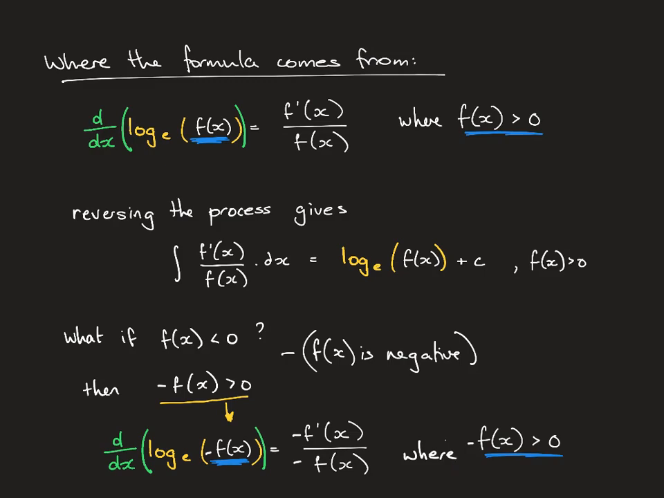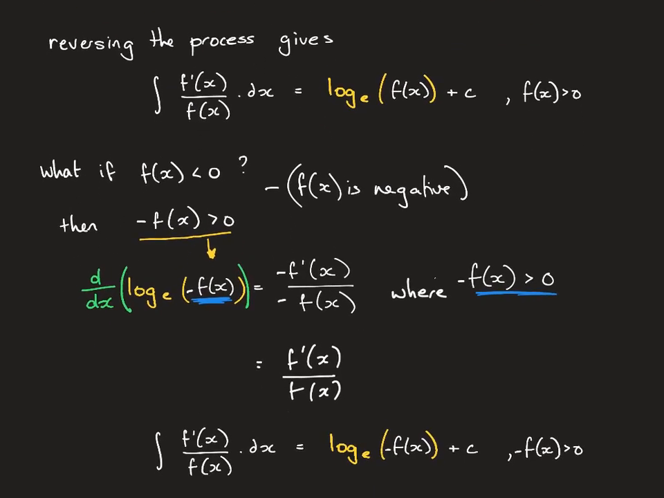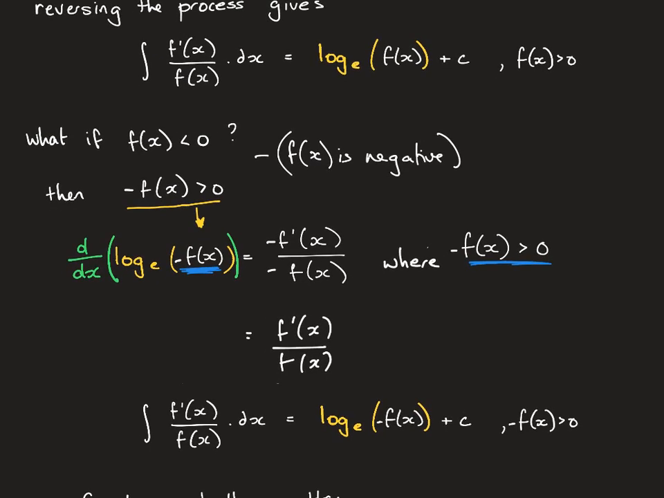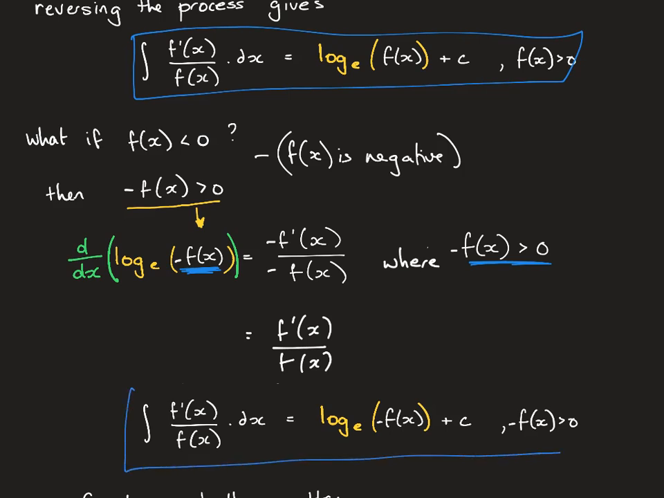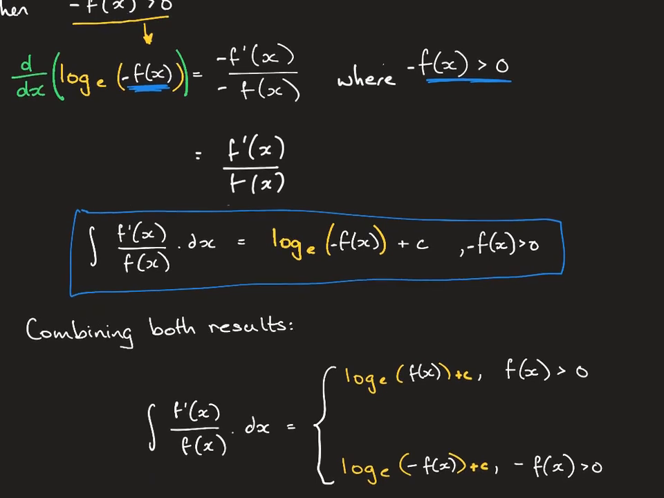And so if we are finding the integral of the derivative over the original function, our answer could also be the negative function, as long as the negative function is greater than 0. So we've got two answers here for the one function. This one here that has the positive f(x) values, and this one here that has the negative f(x) values. So what we're going to do is combine the two together into a hybrid function.